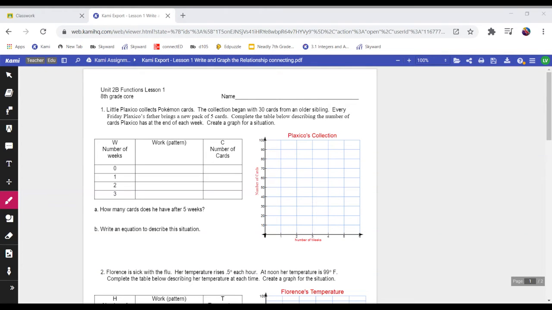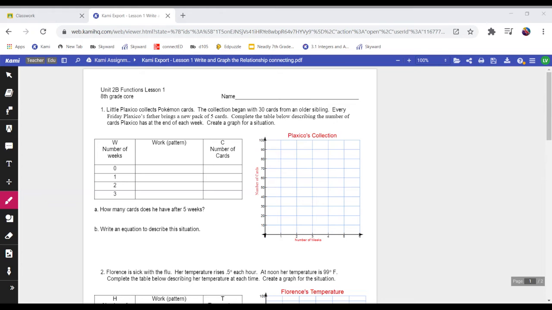We're going to continue with lesson 6.2 representations using these different examples. So, number one, we have little Plexico who collects Pokemon cards. The collection began with 30 cards from an older sibling. Every Friday, Plexico's father brings a new pack of 5 cards. Complete the table below describing the number of cards Plexico has at the end of each week.